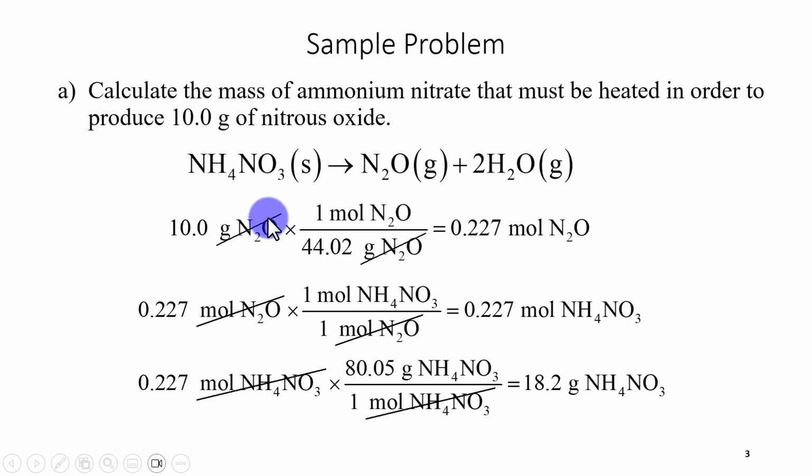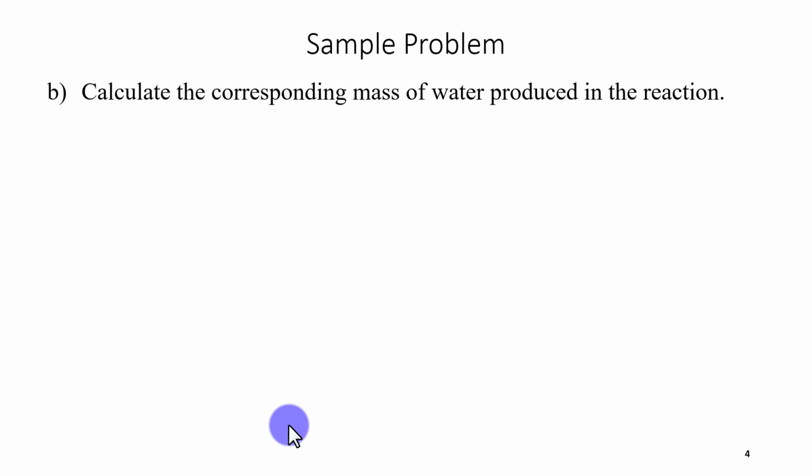So I started out with grams of nitrous oxide and I calculated grams of ammonium nitrate. The first step is using molar mass to go to moles. The second step is using molar relationships from the balanced chemical reaction. The last step is going from moles to grams using the molar mass of my reactant, in this case. Let's look at part B.